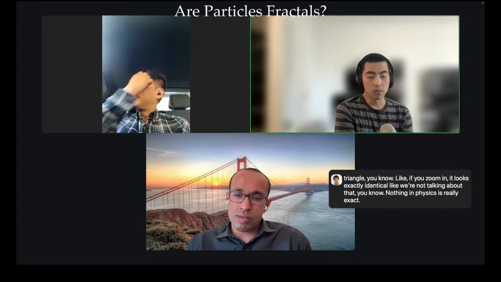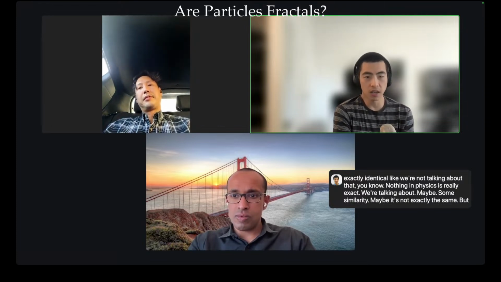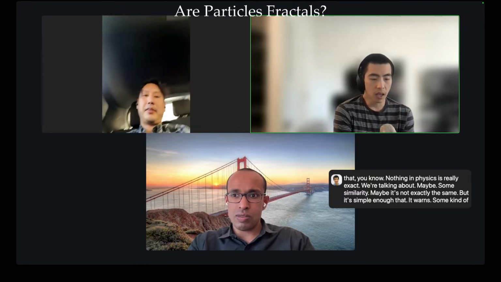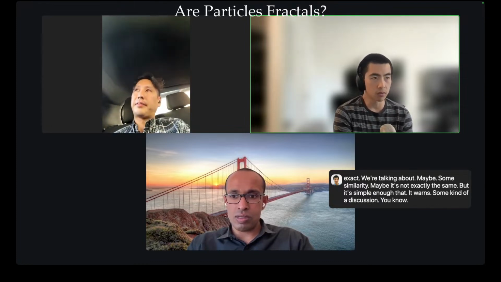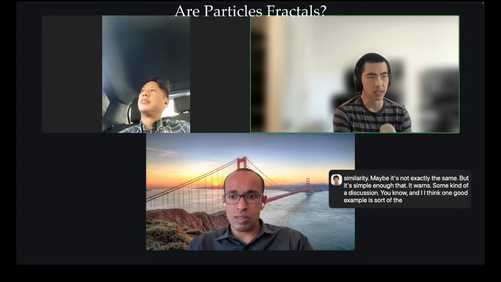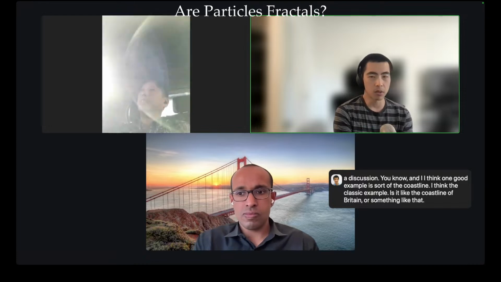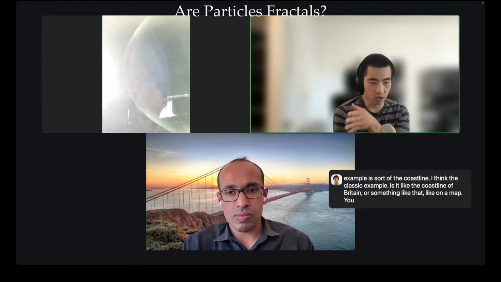We're talking about maybe there's some similarity. Maybe it's not exactly the same, but it's simple enough that it warrants some kind of a discussion. And I think one good example is the coastline. I think the classic example is the coastline of Britain. On a map, you see these squiggly lines along the coast, or the California coast, right?